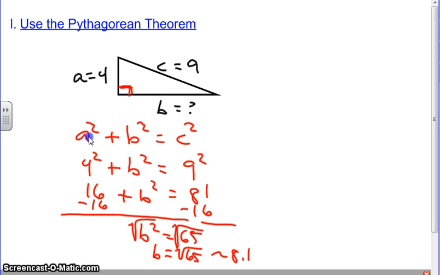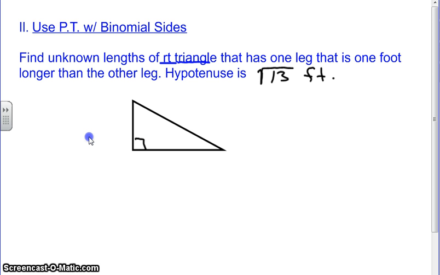Okay, but it gets more interesting when we have sides that are more interesting than this. Like this. Find the unknown lengths of a right triangle that has one leg that is 1 foot longer than the other leg. The hypotenuse is square root of 13 feet. When you receive this type of question, you usually don't even have an image of a triangle. So, of course, a great strategy is to draw a right triangle, just put one down, and try to identify expressions for the legs. We know the hypotenuse, so we can just write that in.